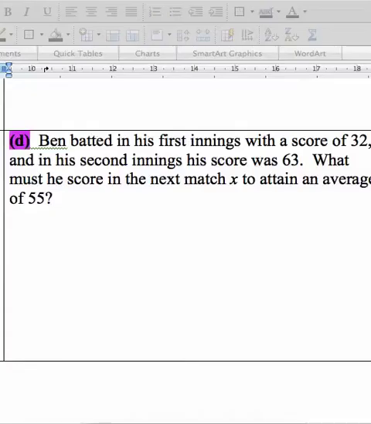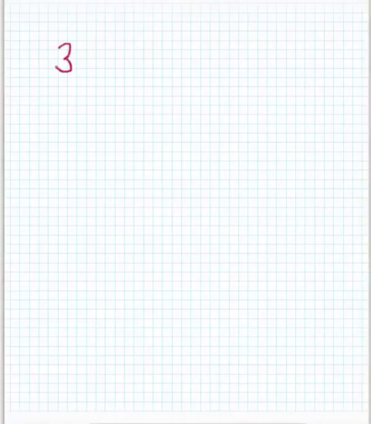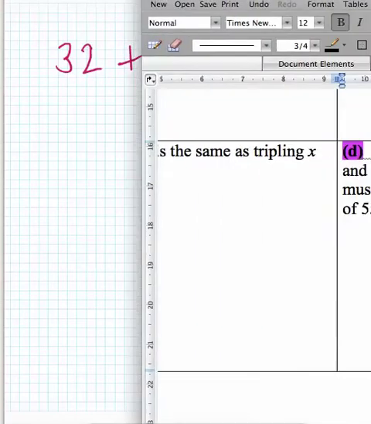The next question that I'm doing, you have an exam question similar to this one. So it's important that you remember how to understand average and what we mean by average. So let's read the question. Ben batted his first innings with a score of 32. So it's like having, just say his first spelling test was 32. And in his second innings or second spelling test, his score was 63. So far we have 32 plus 63. They're his 2 first scores.